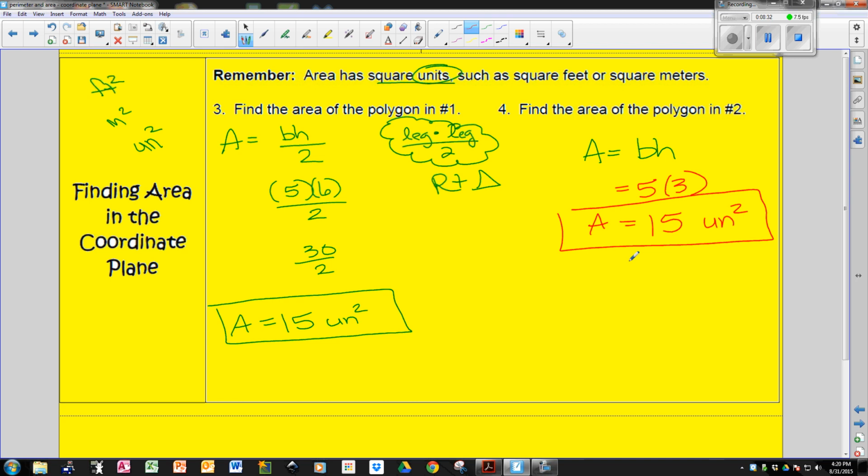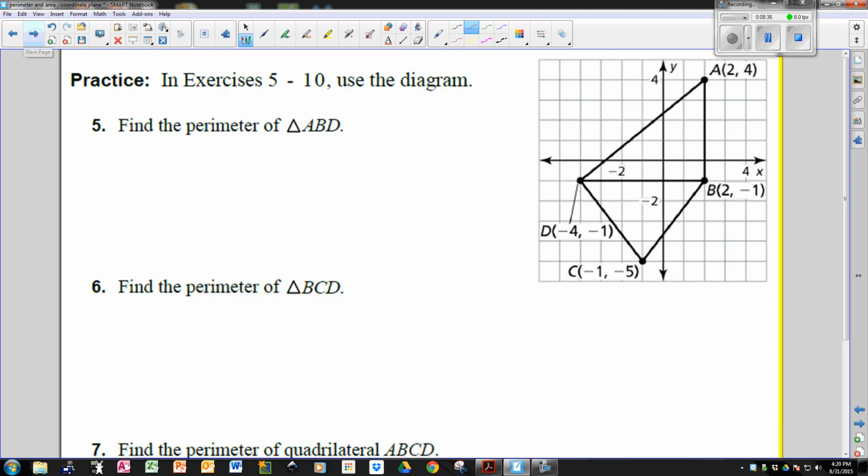Easy enough. All right, so now let's look at the next one where we have composite figures. This is a composite because there's more than one picture here. So let's find the perimeter of triangle ABD. So they're wanting this top triangle. 1, 2, 3, 4, 5. Okay, that's 5. That's easy. 1, 2, 3, 4, 5, 6.